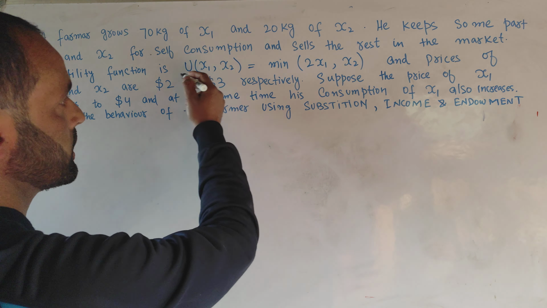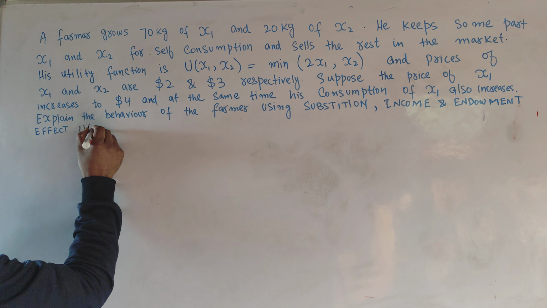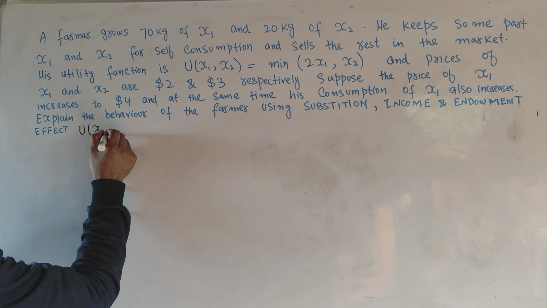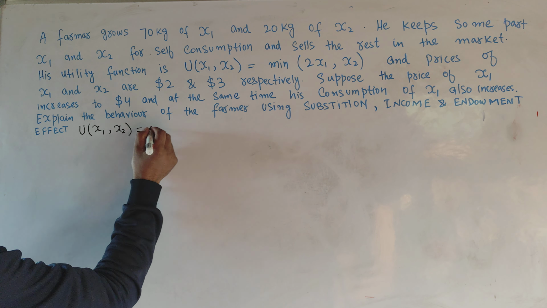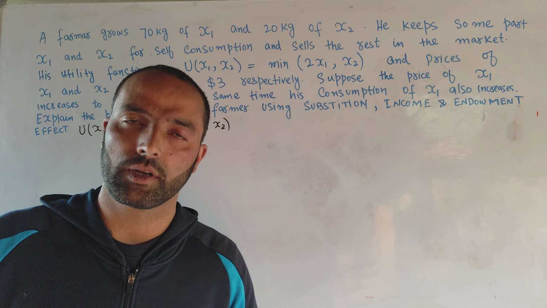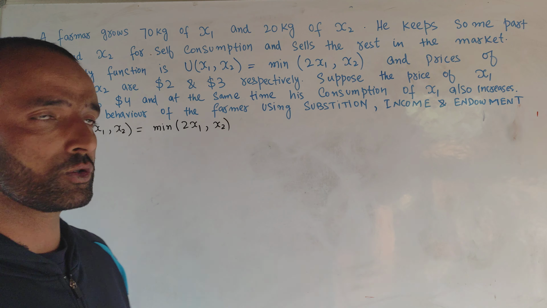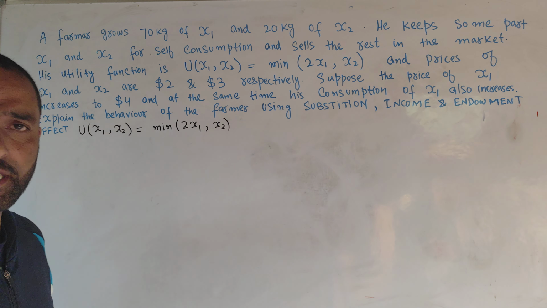We are being given the utility function of the consumer, which is the utility derived from consuming X1 and X2, actually a min function, that is the minimum of 2x1 comma x2. So this is the perfect complementary utility function where the consumer consumes the two goods in a fixed proportion. This is being given to us.